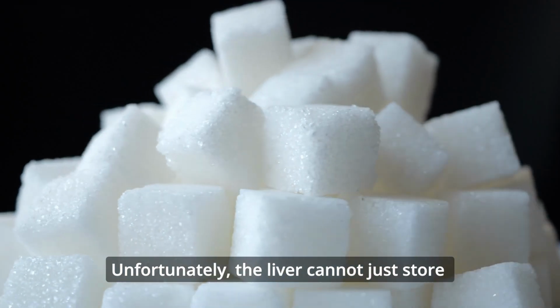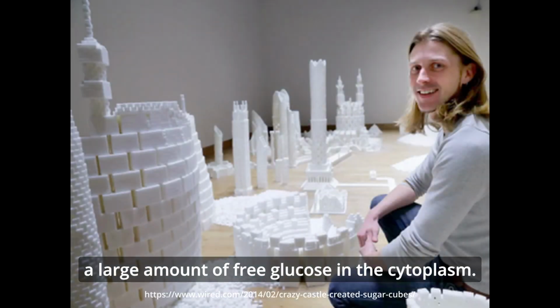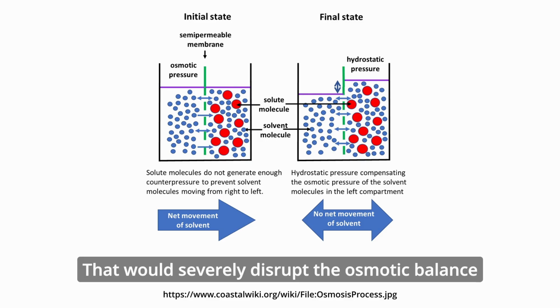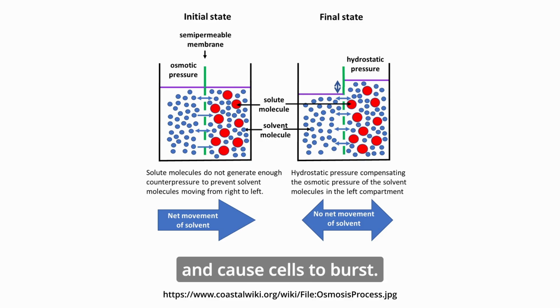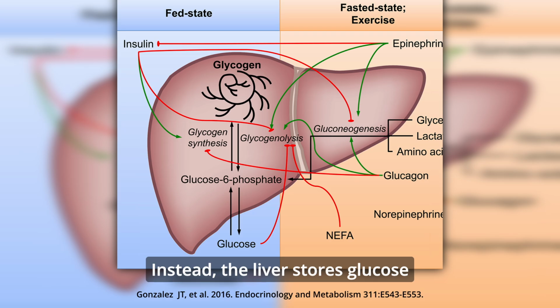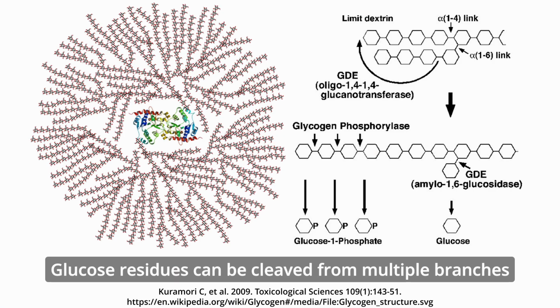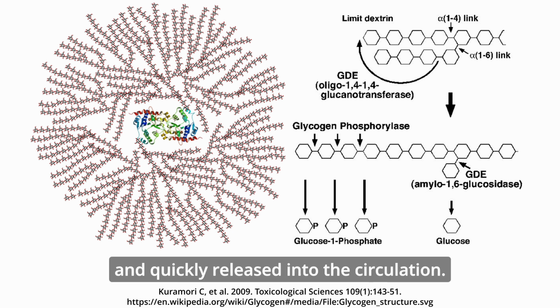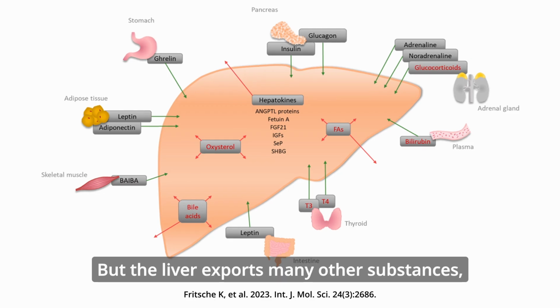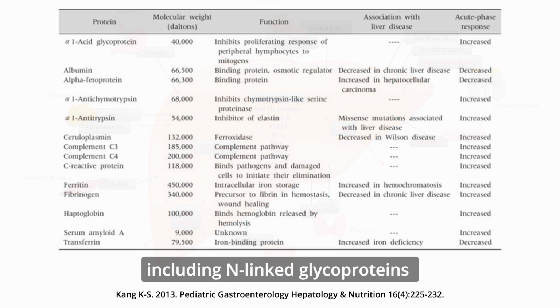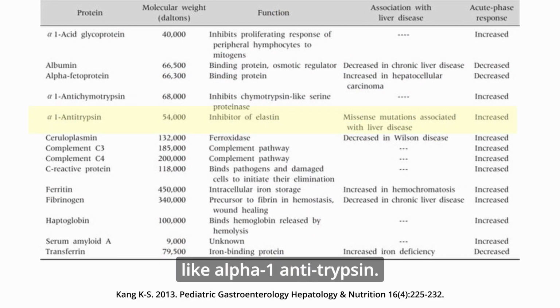Unfortunately, the liver cannot just store a large amount of free glucose in the cytoplasm. That would severely disrupt the osmotic balance and cause cells to burst. Instead, the liver stores glucose in the form of highly branched glycogen molecules. Glucose residues can be cleaved from multiple branches at the same time and quickly released into the circulation. But the liver exports many other substances, including N-linked glycoproteins like alpha-1 antitrypsin.